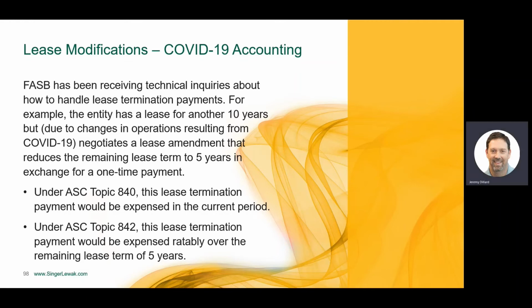Under both topics 840 and 842, the FASB says that a lessor always has the implied right to defer or forgive payments. So lease concessions could skip modification accounting because there are no new rights that were not already present in the original lease. Using the example on this slide, the 10-year lease is amended due to the COVID-19 pandemic, and the lessee pays a one-time fee to reduce the lease term to 5 years. Under topic 840, the lessee expenses the lease payment when it's paid. Under topic 842, the lessee defers the expense on a straight-line basis over the remaining lease term of 5 years.